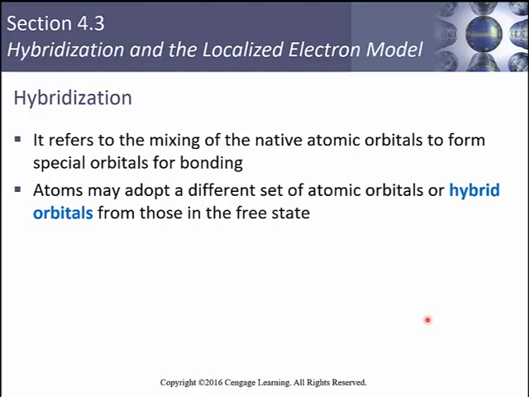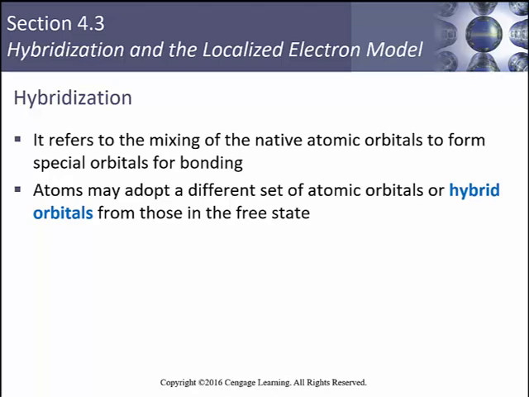Hybridization refers to the mixing of native atomic orbitals to form special orbitals that are used in bonding. Atoms can adopt different sets of atomic orbitals, or hybrid orbitals, from those in the free state. So our regular old atomic orbitals, those are our s, p, d, f orbitals. We can use those in bonding, but sometimes they're not just going to be what we need. We're going to need something a little bit different. And so we'll invoke this idea of hybridized orbitals.